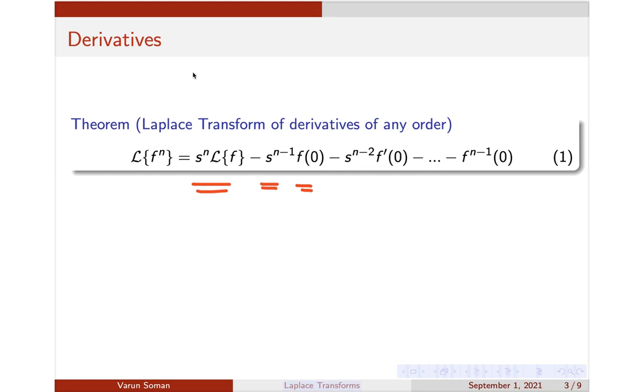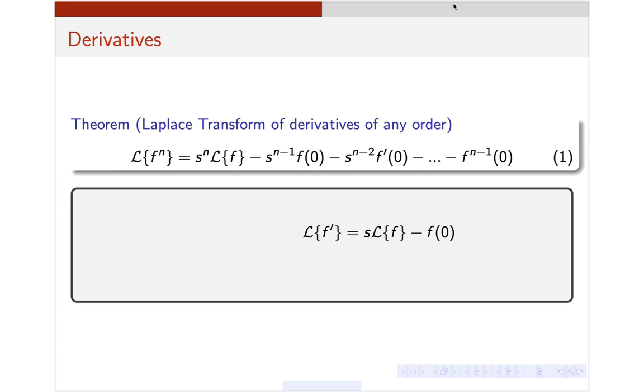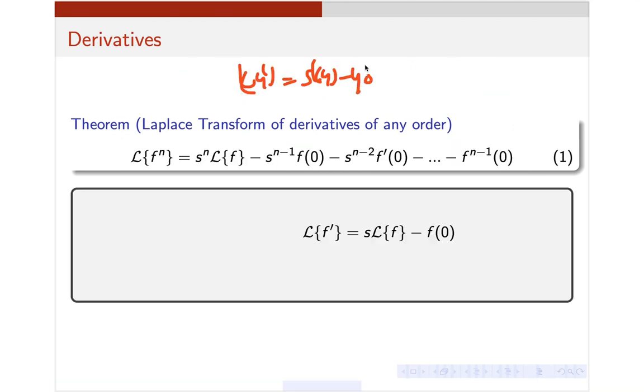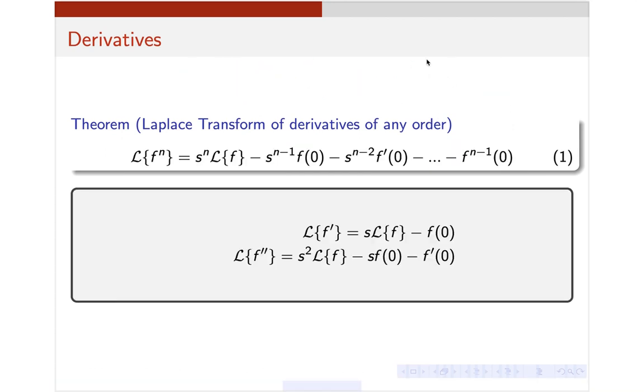Usually in the problems we will have to deal with L of f dash and f double dash only. Maximum we will have f dash and f double dash, or y dash and y double dash. Maximum only these many things will be there. So I'll write the formula for them explicitly now. L of f dash is nothing but s into L of f minus f of 0. As I told you, L of y dash is nothing but s into L of y minus y of 0. And similarly, what will be L of y double dash? L of y double dash or L of f double dash is s square into L of f minus s into f of 0 minus f dash of 0. Please try to write down these formulas by yourself, because you will be using these two formulas extensively.